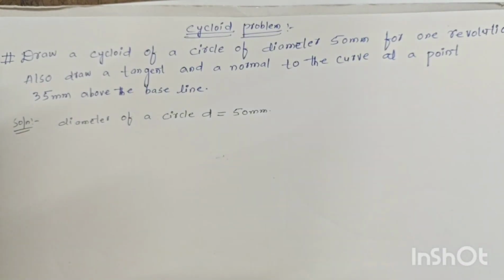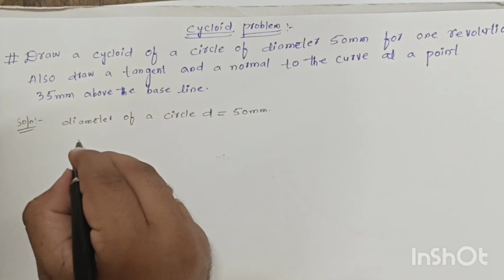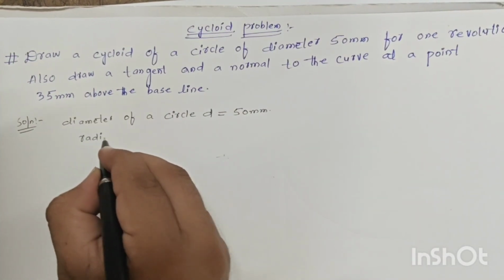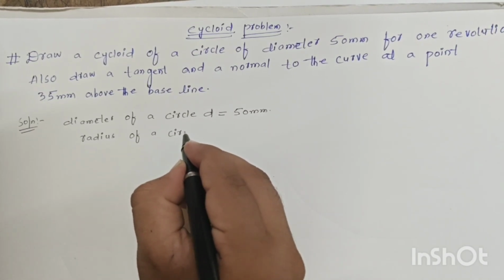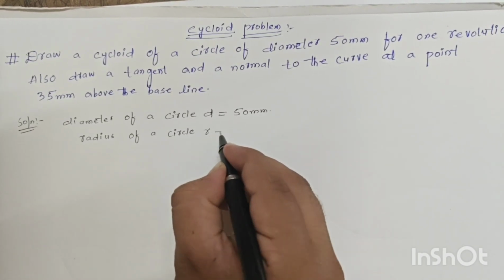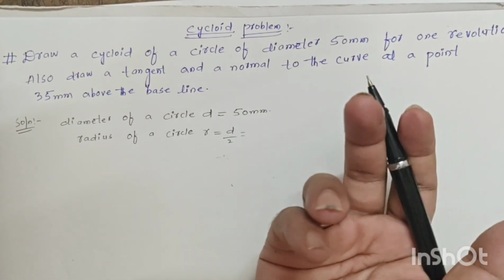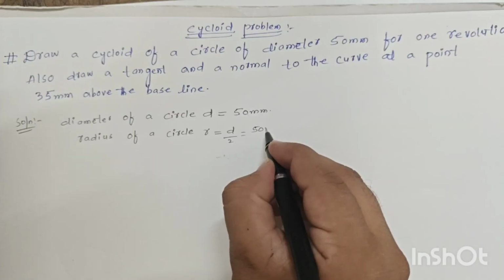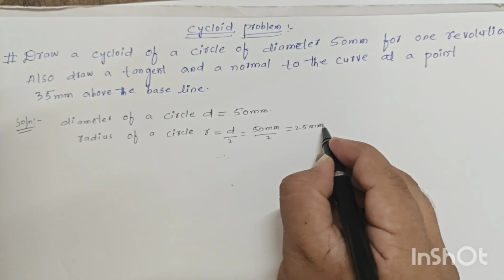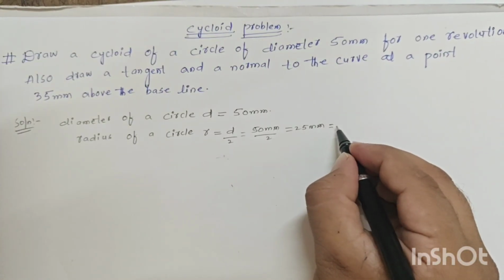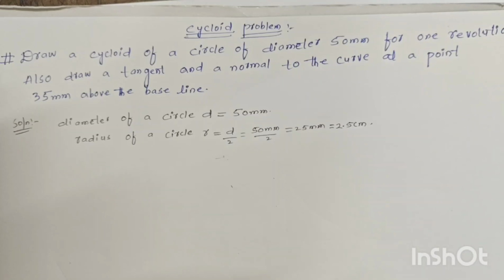So what we want here? 50 mm, nothing but 5 centimeter. We want radius. Radius of a circle, R. We have the formula diameter by 2. It is nothing but half, should be 25 mm. 50 mm by 2 nothing but 25 mm. 25 mm, what we can say here? 2.5 centimeter. How much? 2.5.